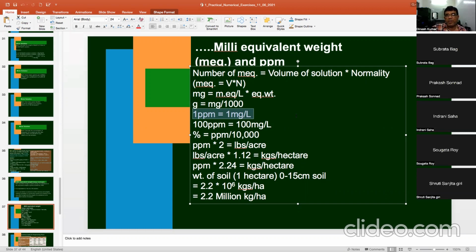ppm into 2, multiply by 2, you get pounds per acre. And pounds per acre multiplied by 1.12, you get kilogram per hectare. Or directly you can multiply ppm into 2.24, you can convert it into kilograms per hectare. Weight of 1 hectare 0 to 15 centimeter soil is 2.2 into 10 to the power 6 kg per hectare. Or you can write it as 2.2 million kg per hectare. 1 million is equal to 10 to the power 6.